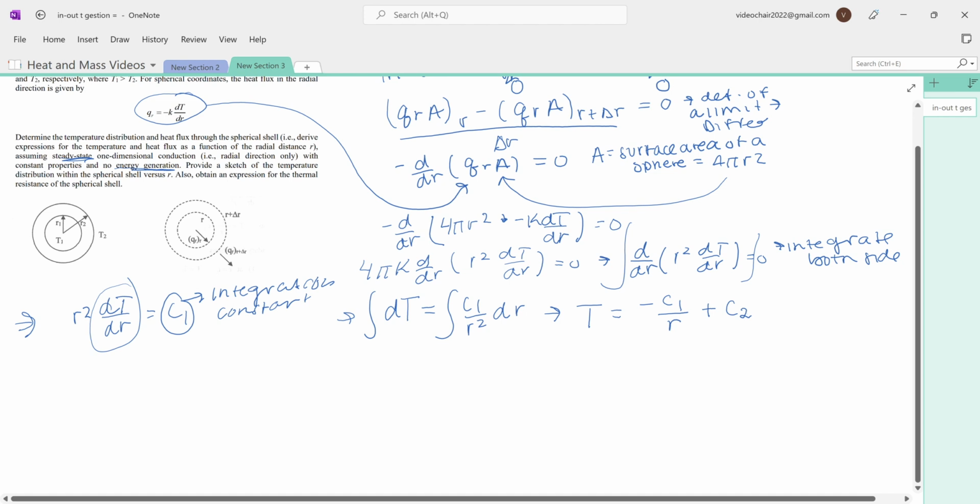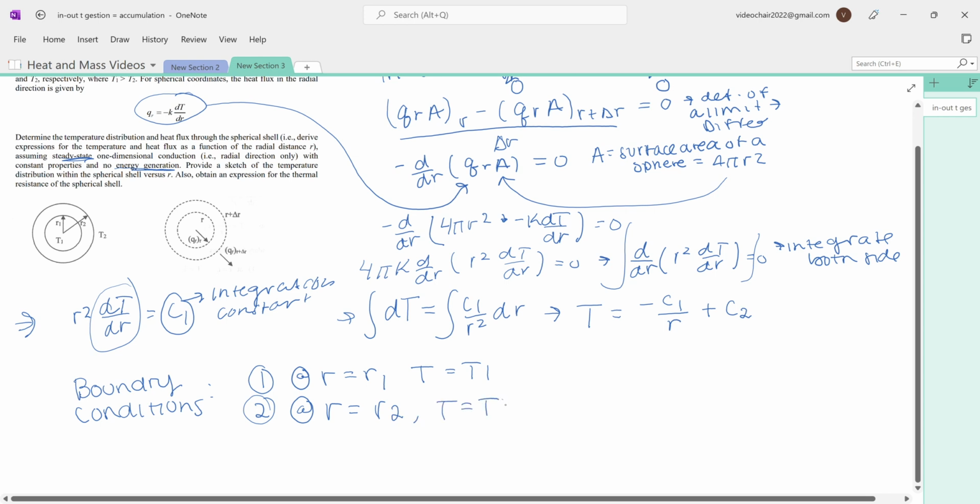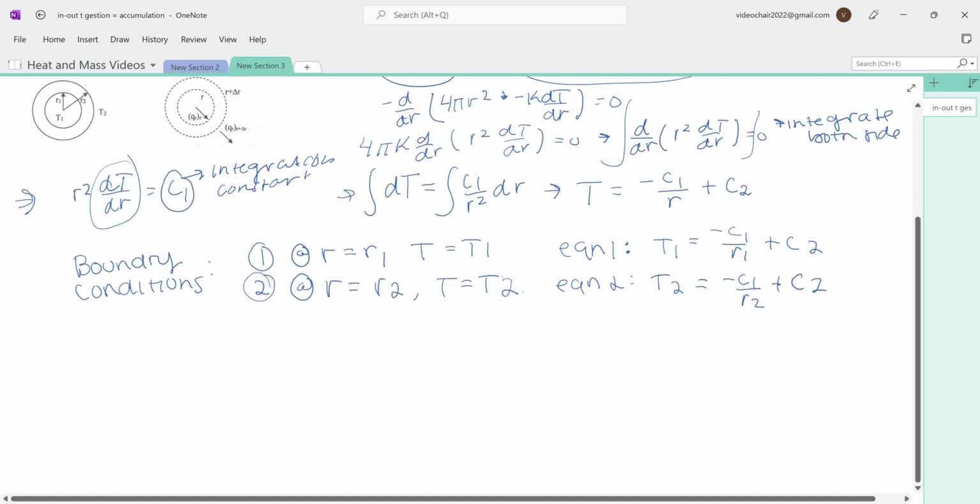Since we have these integration constants, we need to invoke some boundary conditions. For this problem, the boundary conditions are: first, at r equals r1, T equals T1, and second, at r equals r2, T equals T2. We're going to set up a system of equations with these. Equation 1 is T1 equals negative C1 over r1 plus C2, where we're just plugging in T1 for T and r1 for r. Equation 2 gives us T2 equals negative C1 over r2 plus C2. So we have two unknowns and two equations.